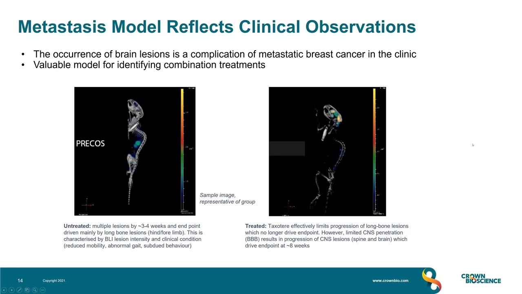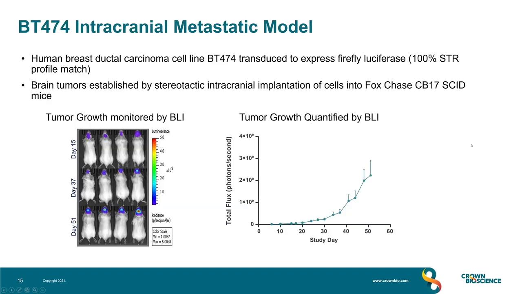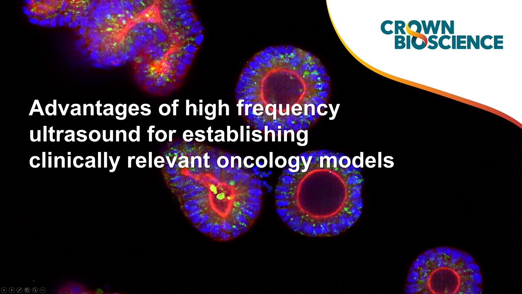So if brain MET is the key indication that we're trying to test, we can also inoculate the cells directly into the brain. Data on this slide was generated using a human breast ductal carcinoma cell line, BT474. The brain tumor was established by stereotactic intracranial implantation of cells. Then the tumor progression can be followed and quantified with BLI. This is just a quick flavor of what we can do with optical imaging. Obviously, there are quite a few more models to come, which can be found on our website.